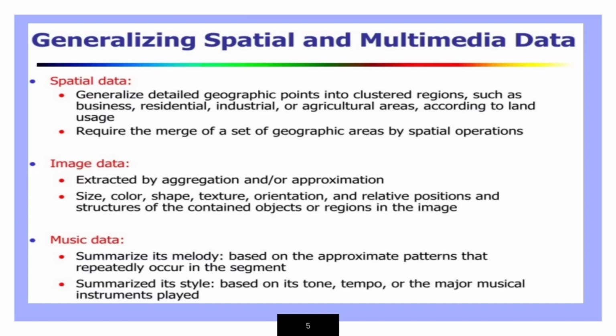Moving on to the image data, it is extracted by aggregation and approximation through size, color, shape, orientation, texture, structure of the contained object or the region in the image. Moving on to the music data, it is broadly encompassing artworks that involve multiple artistic dimensions, including songs and program music as well as dance and film. It summarizes its melody and style based on some approximate patterns or some other thing like tone, tempo, musical instruments played, etc.